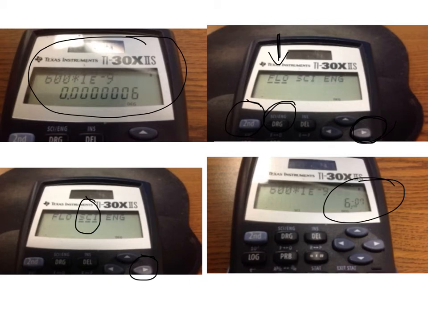If you want to change back to standard form, you're going to hit the second key again, and then hit the science engineering to go back to FLO. But for these problems, you want to keep it in scientific, so make sure it's in scientific. Your calculator will actually show SCI to indicate it's in scientific form.